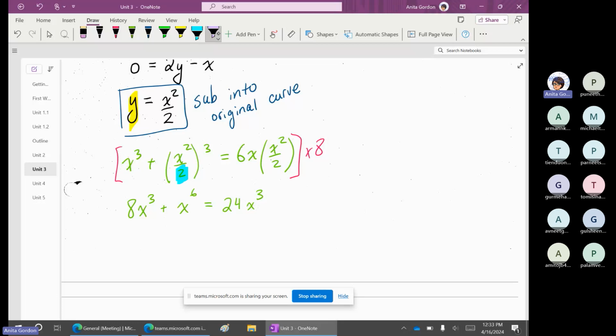I can see that all of them have a factor of x cubed, so I can cancel x cubed out of everything. So this will be 8 plus x cubed equals 24. Can I factor an 8 out? No, because my middle term doesn't have a coefficient. I can only factor out things that they all have. So this is x cubed. What's 24 minus 8? 16.